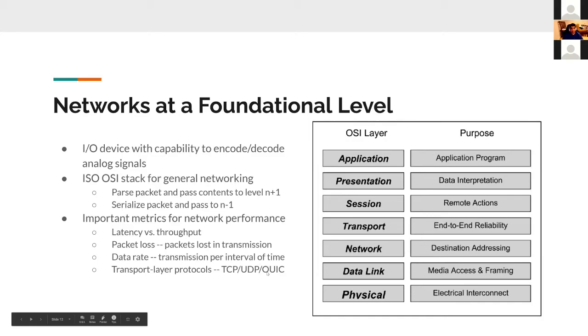There's a third protocol called QUIC, designed at Google, that mixes both. It provides UDP with some of TCP's guarantees. It's a good thing to read more about, but hopefully that gives you a good idea of networks once again at a foundational level.